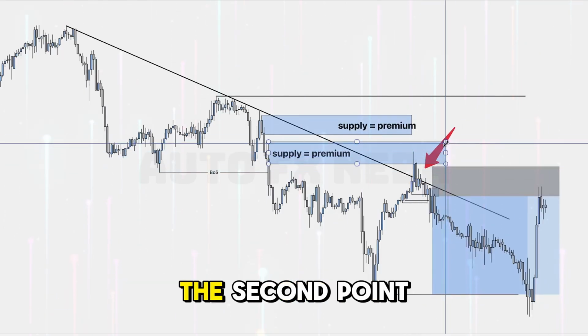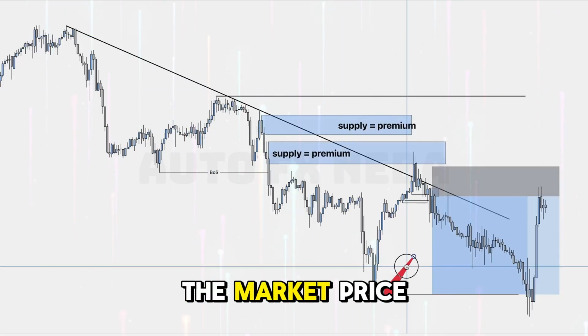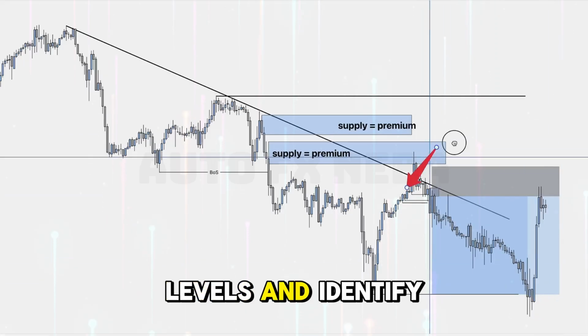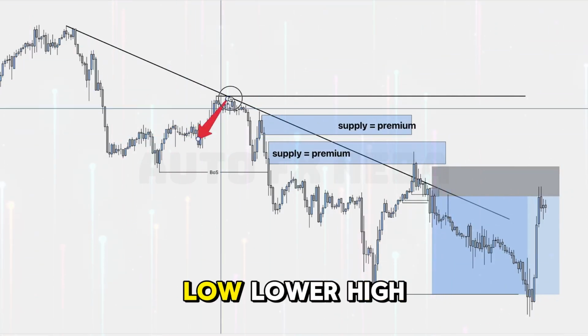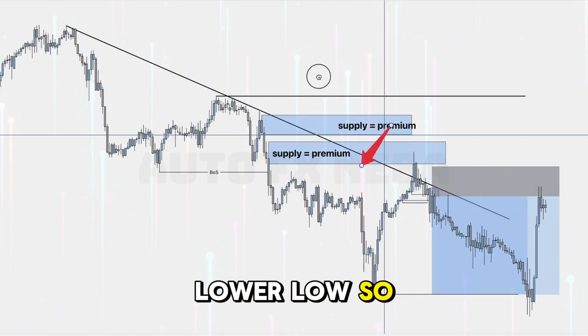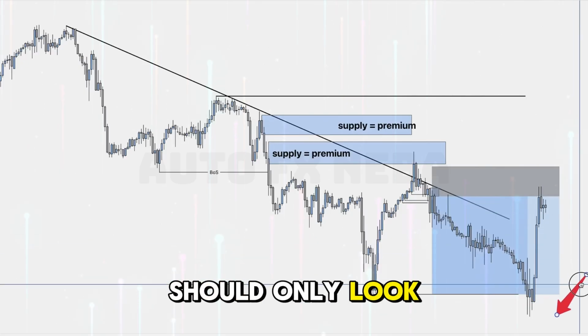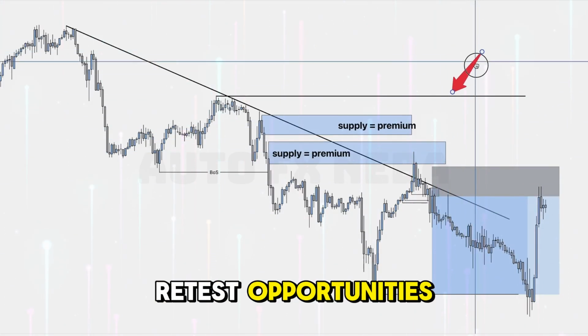The second point is the real structural high-low format of the market price. We want to look at the real candlesticks, the real price levels, and identify where these highs and lows are. We have high, low, lower high, lower low. So as long as we stay under this lower high, the market is bearish and we should only look to sell. So we do not get trapped on the buy side of looking for break retest opportunities.